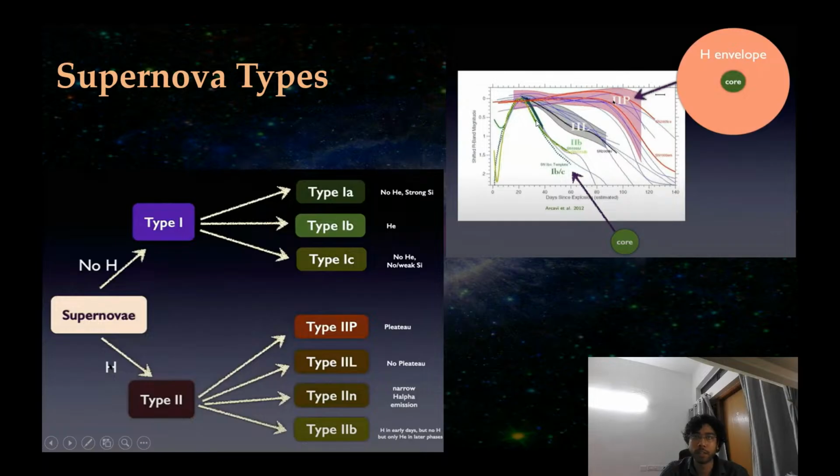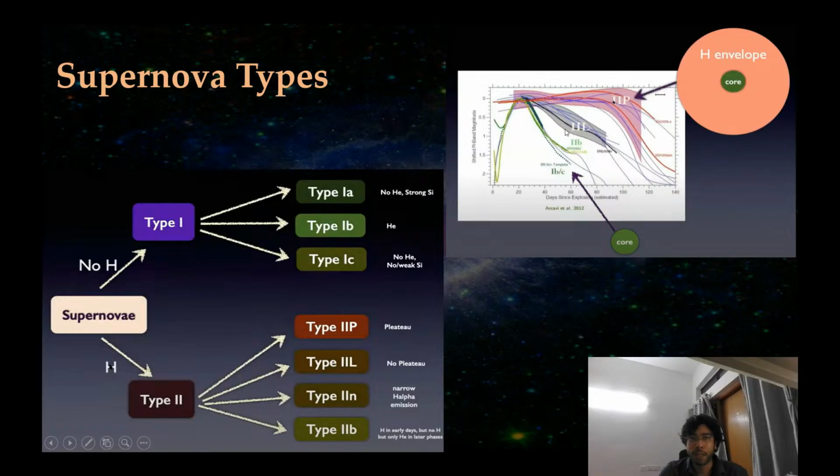So basically, these classifications of type 2 supernova are on the basis of the properties of the light curves. For example, if you see this type 2P supernova, this light curve has a plateau. The P stands for plateau. It means it releases this energy for a huge duration, and then suddenly it drops, right? So there is a plateau of energy emitted from this supernova.